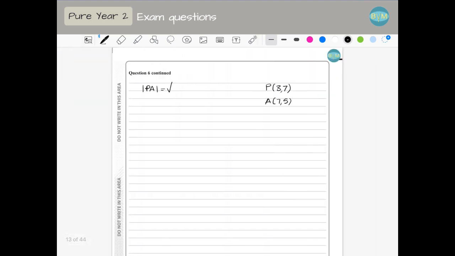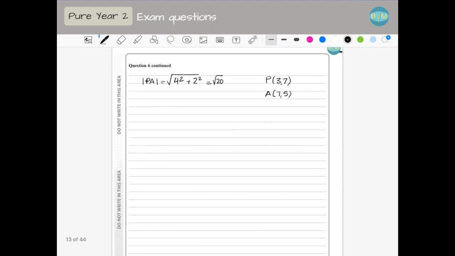(7, 5), yeah, exactly. So the distance is going to be 7 minus 3 squared, so 4 squared, plus 5 minus 7, which is minus 2 squared. I'm going to write 2 squared. This is going to be root 20. I'm not going to simplify because the equation of the circle needs the squared.